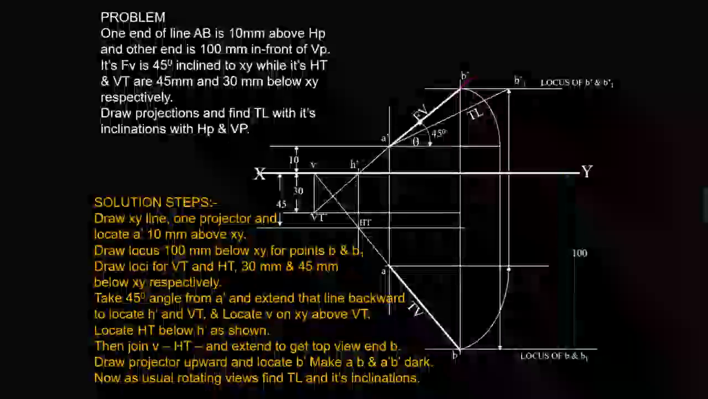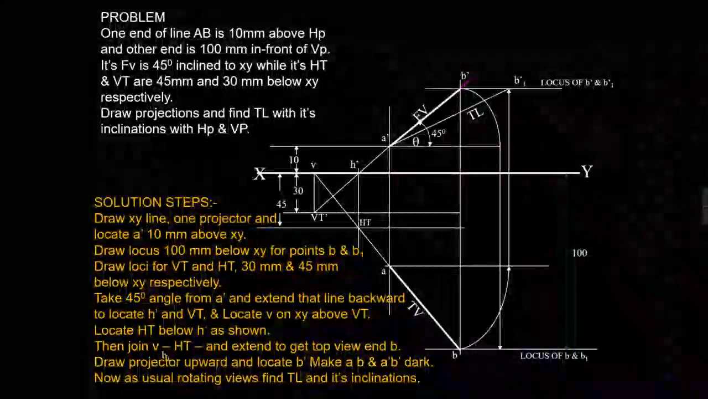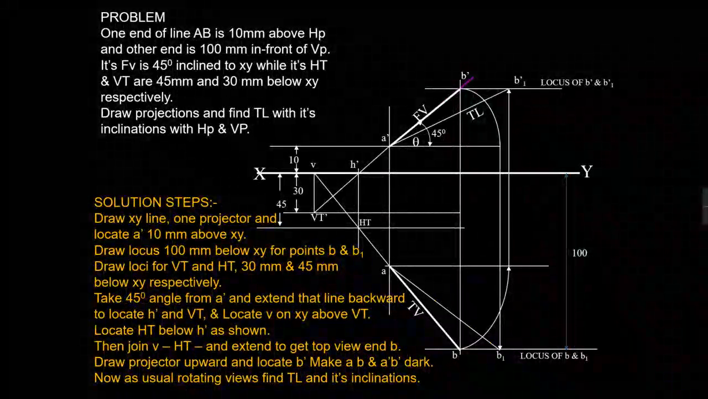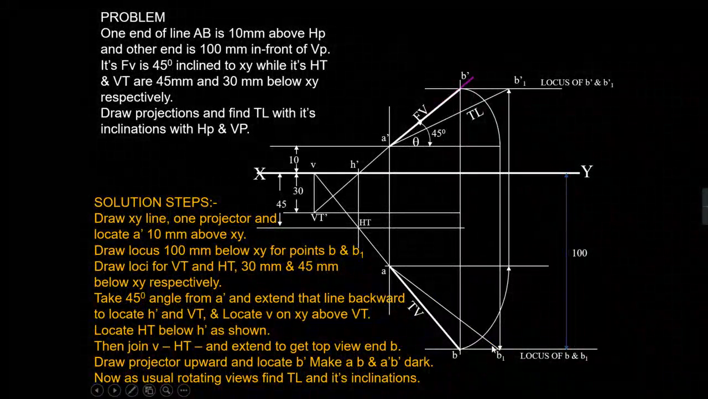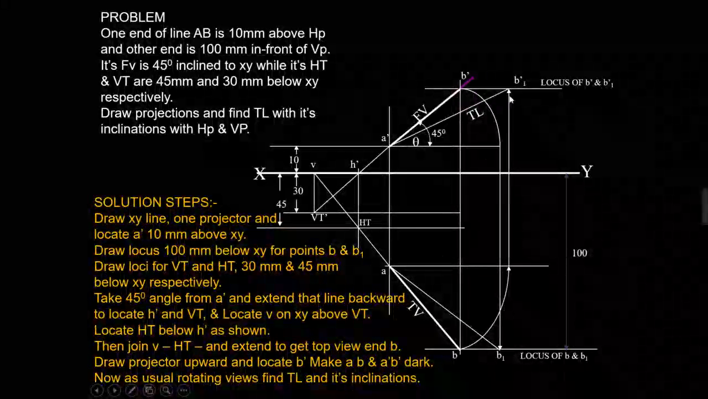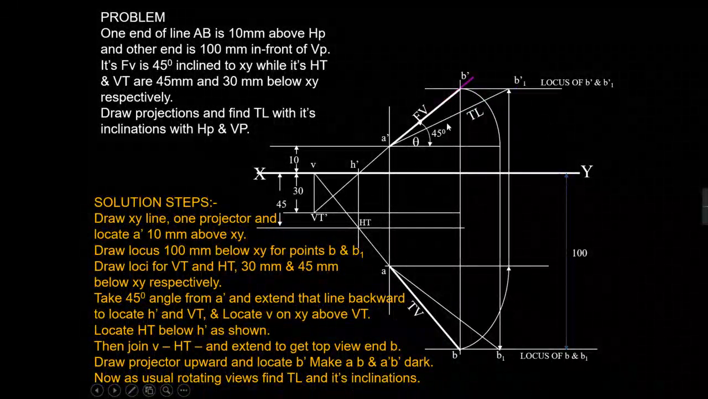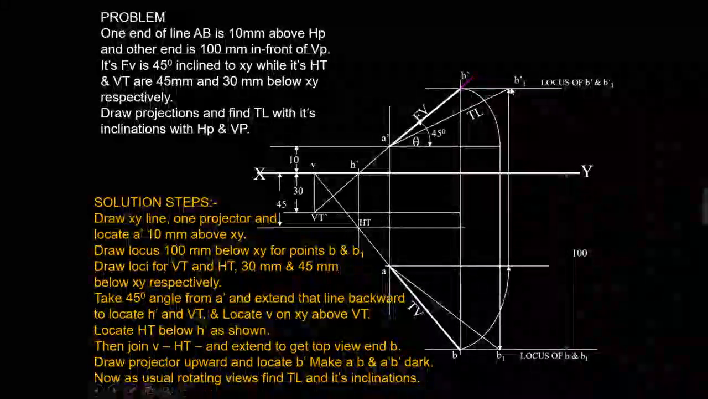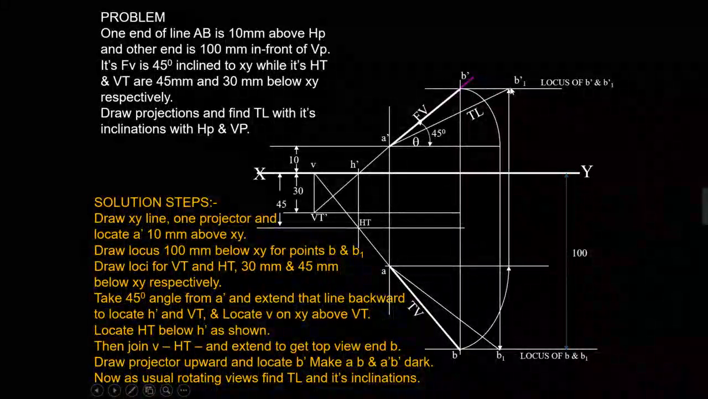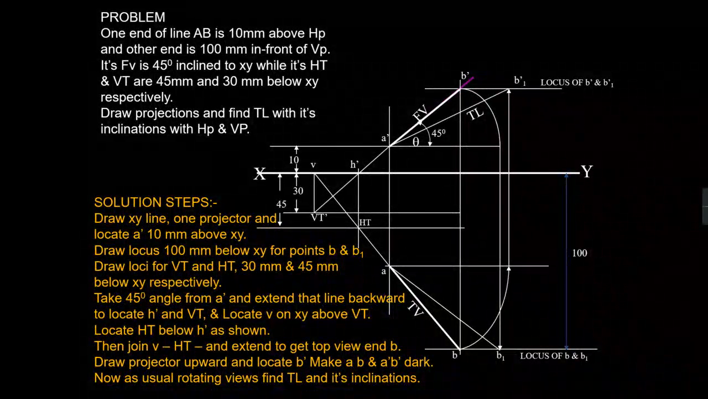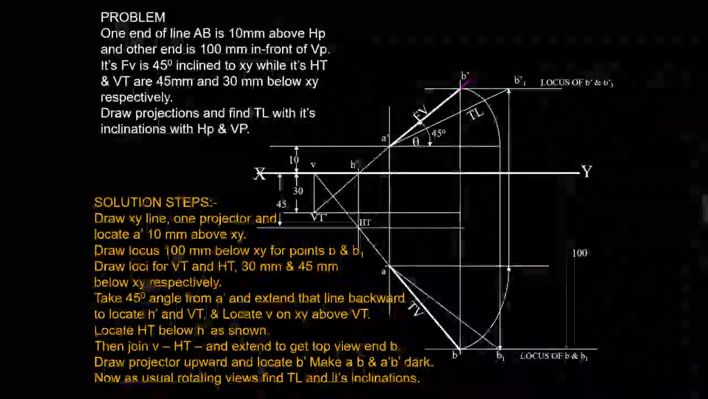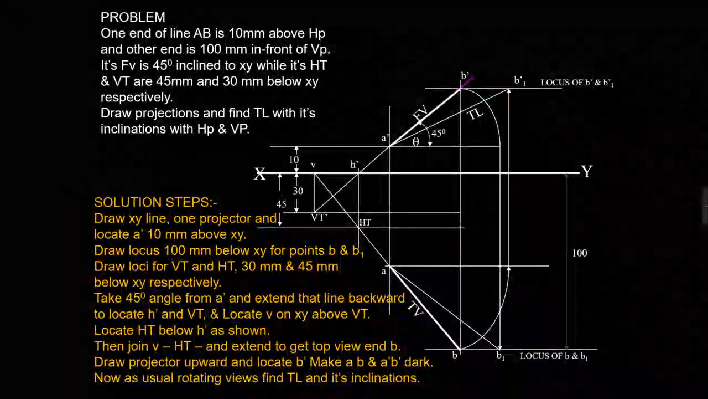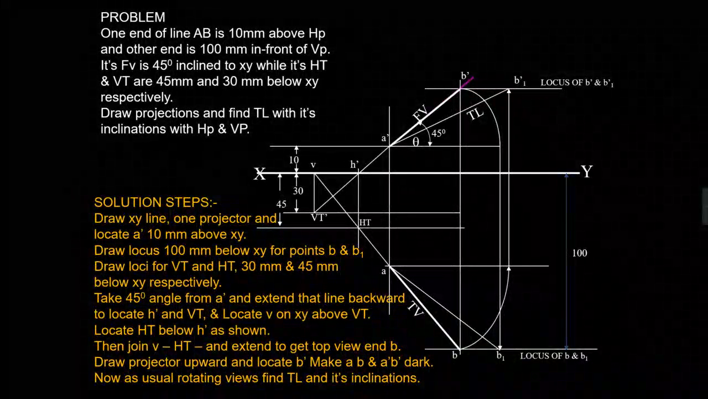The similar way you can find out the inclination with the vertical plane, and also you can measure the length, so you can check whether your procedure is correct or not. This length and this length should be the same. So the position of line and point is completed now, and in the next class we will start the projection of the plane. Thank you very much for your kind attention.